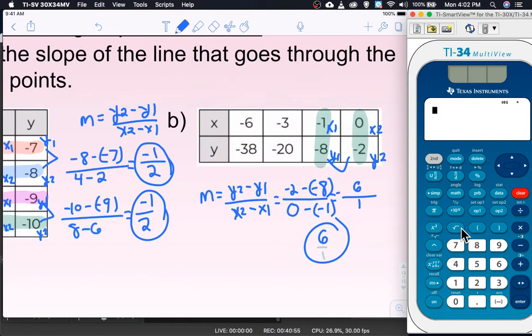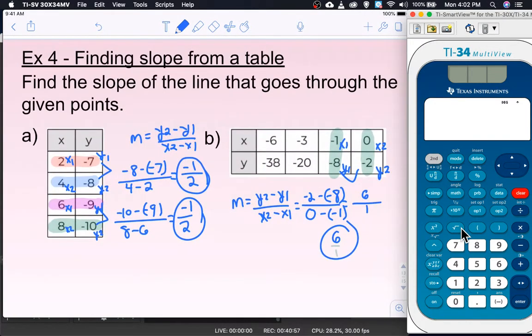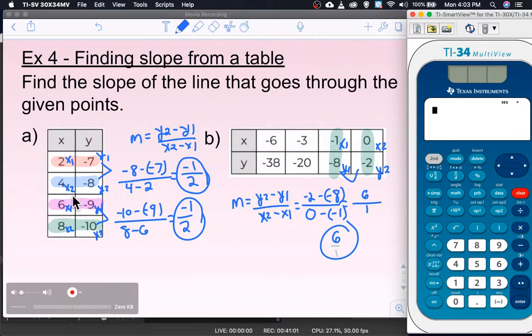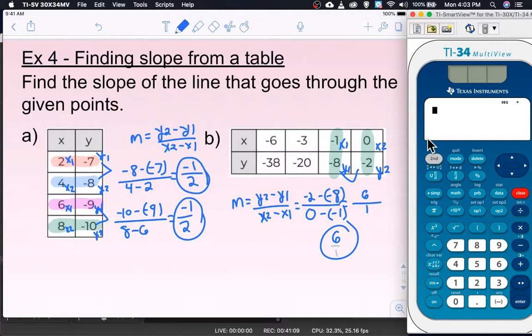Okay, so from a table, you pick any 2 points you want. Make sure you have them labeled properly, like is your table going up and down? Is it going left and right? Make sure you have your correct x values. These are both x's. Y values, these are both y's. And then plug them into the same slope formula we have been using, and you will be golden.